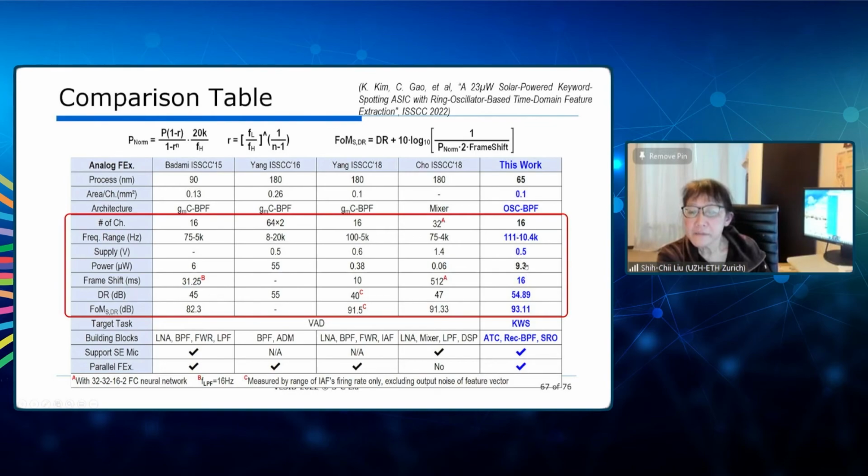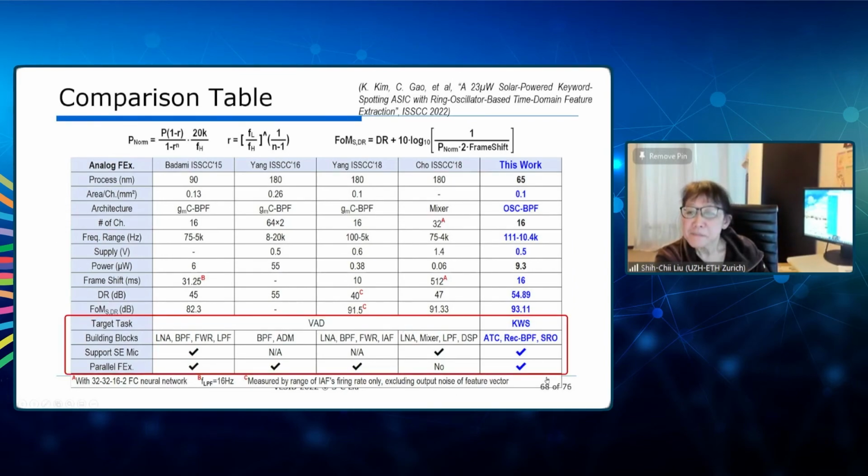This is the power that we consume on this chip. But if you do the FOM, we have a number that's slightly higher. Also, this is the first design that has an analog feature extractor but does keyword spotting instead of voice activity detection. I won't go over the rest of it.